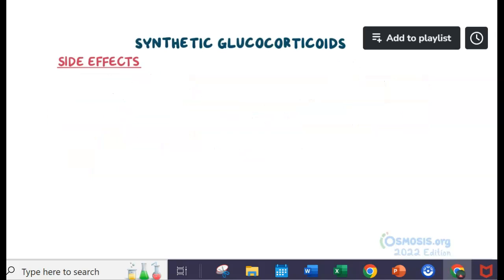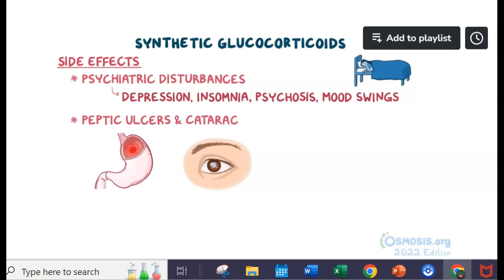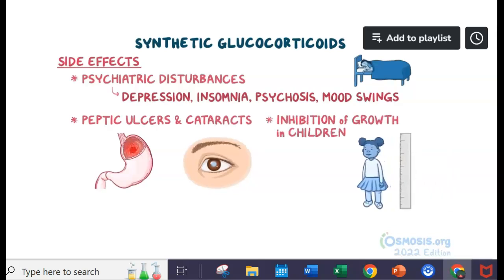Finally, individuals treated with glucocorticoids can complain about psychiatric disturbances, such as depression, insomnia, psychosis, and mood swings. But they can also develop peptic ulcers and cataracts. Also, glucocorticoids cause inhibition of growth in children.